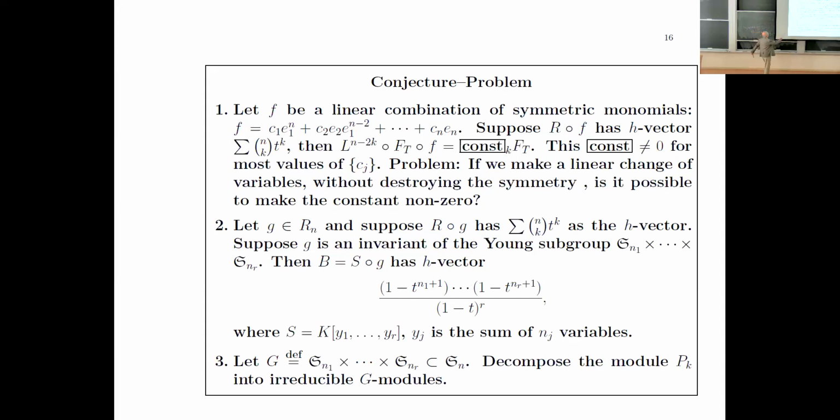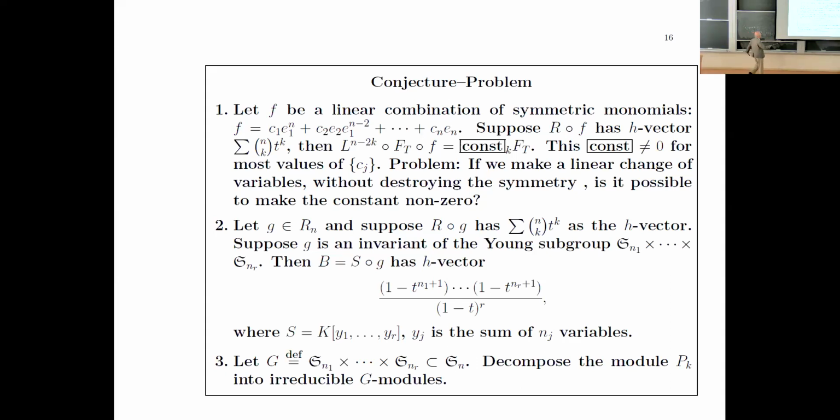And in item 2, the difference between 1 and 2 is only the group. In statement number 1, I was assuming that the group is a symmetric group. In this second statement, I am replacing the group by a Young subgroup. That's the only difference. And when the group has been replaced by a Young subgroup, still the same claim should be true.